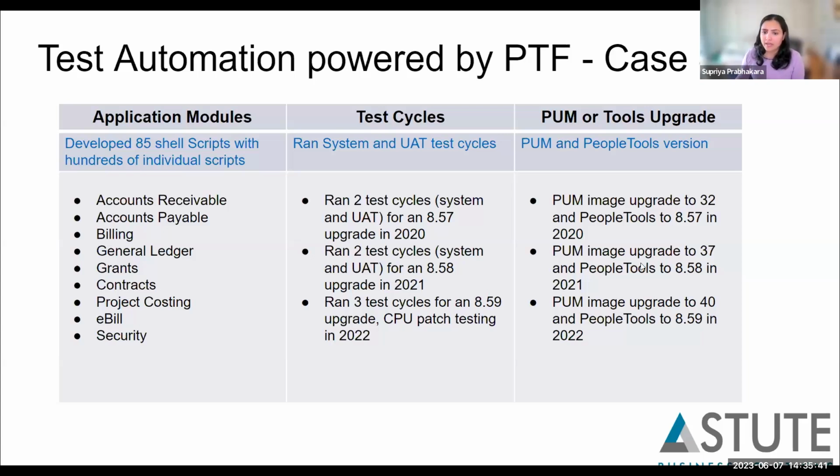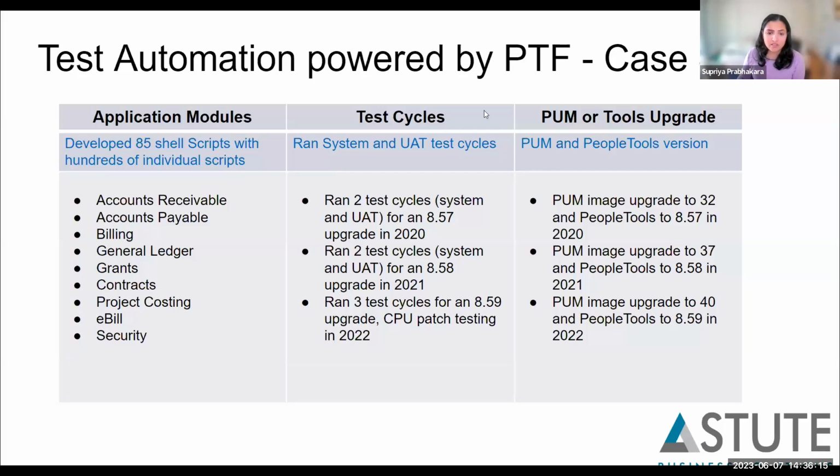And in 2020, they upgraded to PUM 32 and tools 8.57. And in 2021, they upgraded to 8.58. And in 2022, they upgraded to 8.59. And now they have the plan to upgrade to 8.60, early September or October. So this is a background of their modules, the test cycles we ran, and the tools and PUM version they're on. Now we will see what their savings are, right?